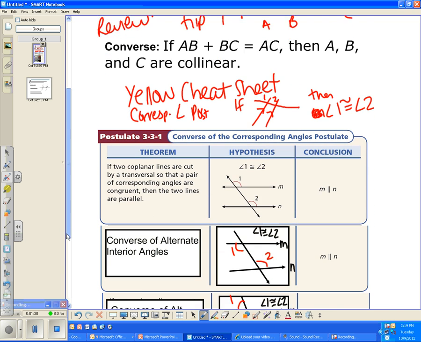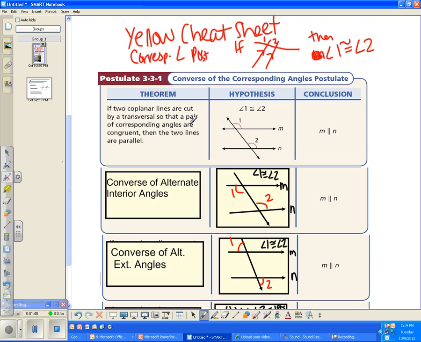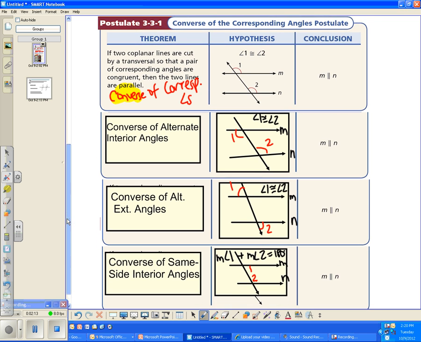So again, on your yellow cheat sheet, you're going to write down 4 more postulates and theorems. First one is called the converse of corresponding angles postulate. And the postulate and theorem doesn't really matter to me, but the converse is super important. If I give you this picture and I tell you that angle 1 and angle 2 are congruent to each other, notice I didn't say anything about the lines being parallel. That's because what you can conclude is that the lines are parallel. So there's going to be 4 that you're going to write down. Let me scoot down so you can see it. There's all 4 of them.